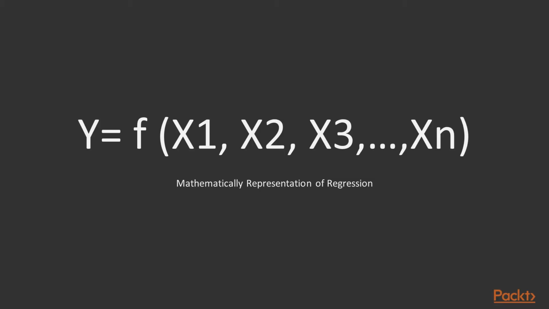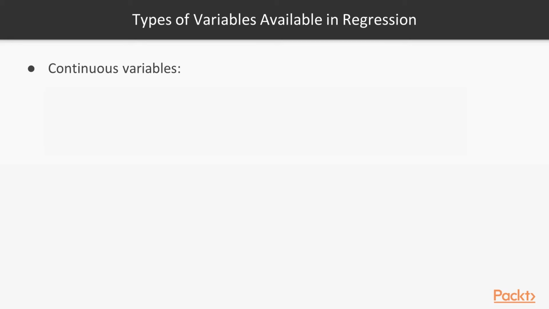Mathematically, regression is denoted by the following equation. We have y is equal to function of x1, x2, x3 and so on, where y is the dependent variable and x1, x2, x3 and so on are the independent variables. There are two types of variables which are available in regression. First is continuous variables and second are binary or dichotomous variables.